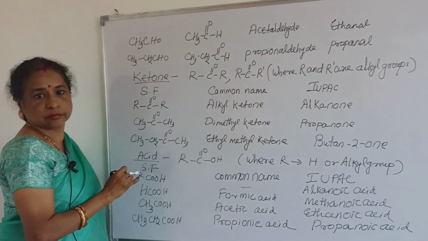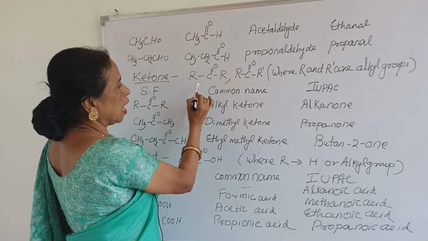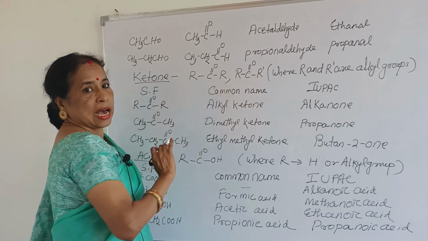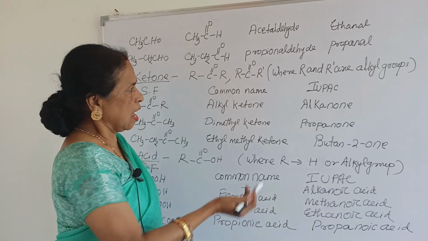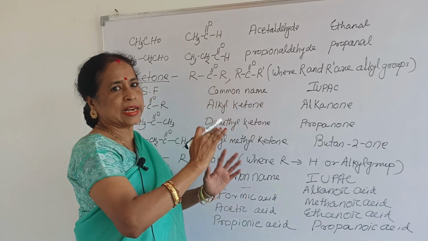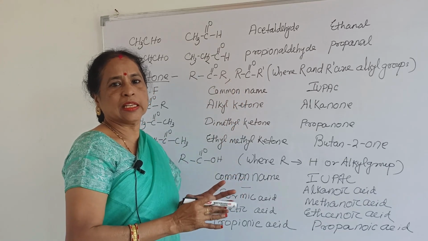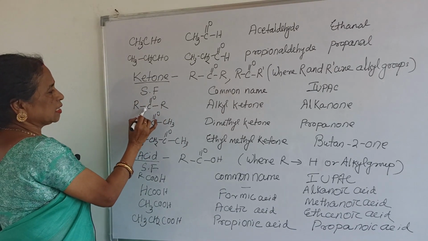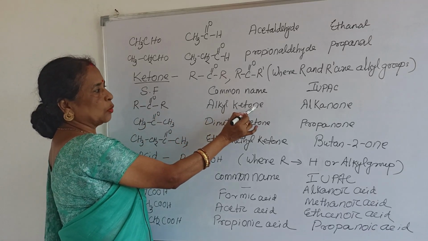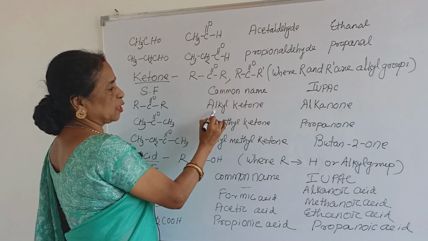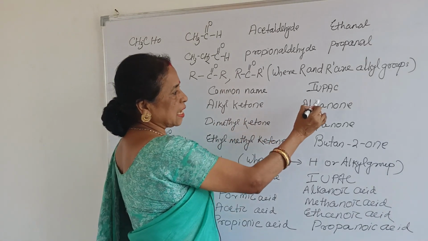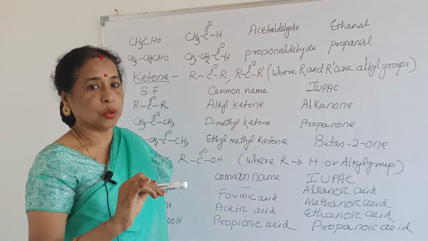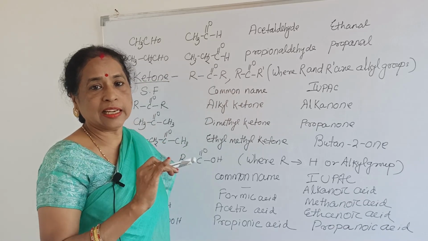Then come to ketone. In ketone, the structural formula R single bond C double bond O single bond R. Both are alkyl groups, and they are the same. In other form also you can write where R and R dash are different, 2 alkyl groups are different. So come to our structural formula RCOR, and by common name it is known as alkyl ketone. IUPAC name it is known as alkanone.